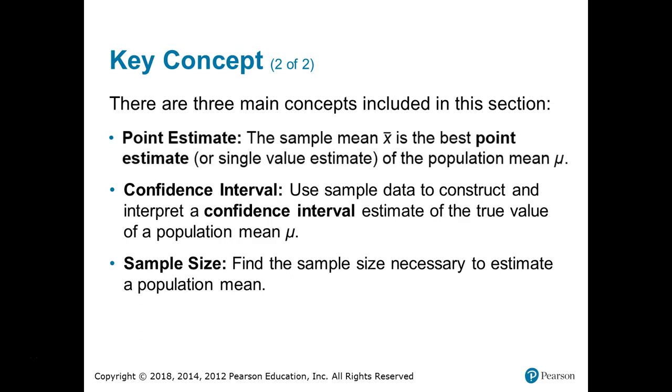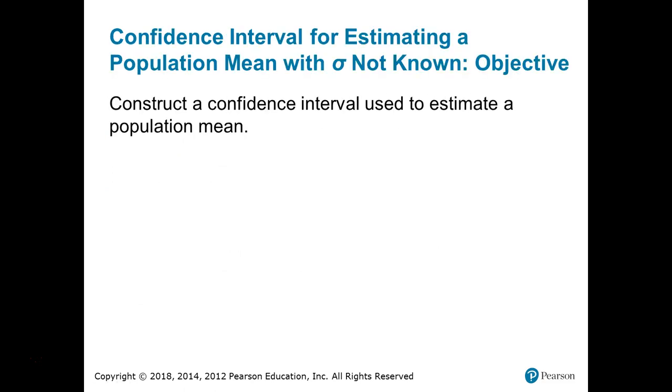Okay, the three main concepts are the point estimate, which is that the sample mean is the best estimate, or the best guess, if you would, about what the overall population mean is. So the sample mean is your starting point for what the population mean is. Again, confidence interval is using sample data to construct and interpret a confidence interval estimate of the true value. Remember, you have to know the difference between x bar, which is sample, and mu, which is population. Finally, sample size is the sample size necessary to estimate a population mean.